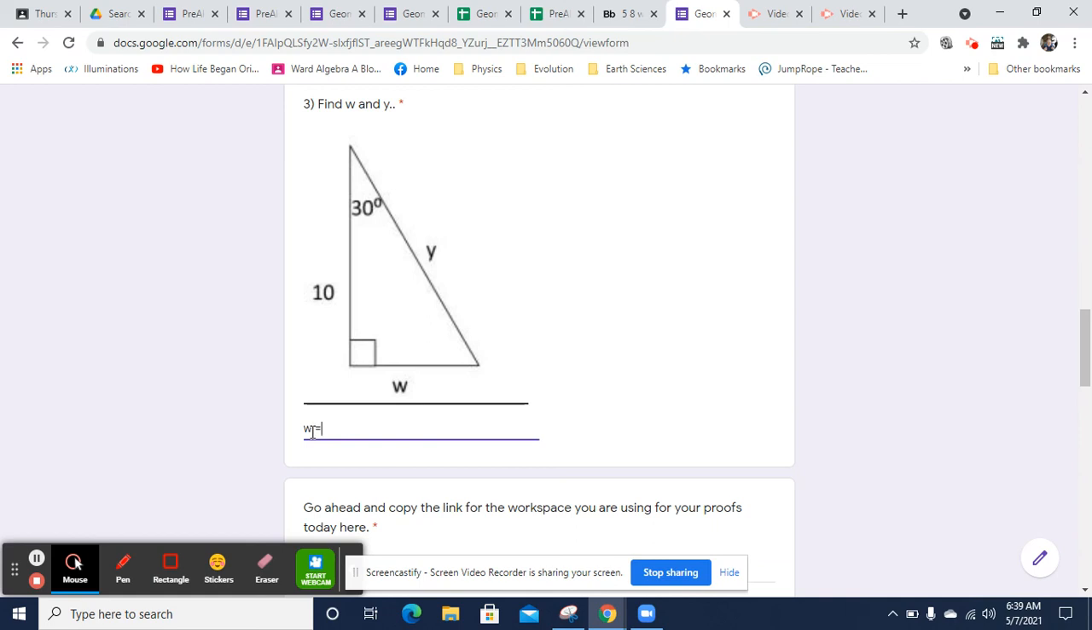So W equals 10 over square root of 3, which will end up being 10 square root of 3 over 3 units. And Y, oh wow, I did not use the correct format for this one. So Y will equal twice that. So it'll be 20 over square root of 3 units. And you are done.